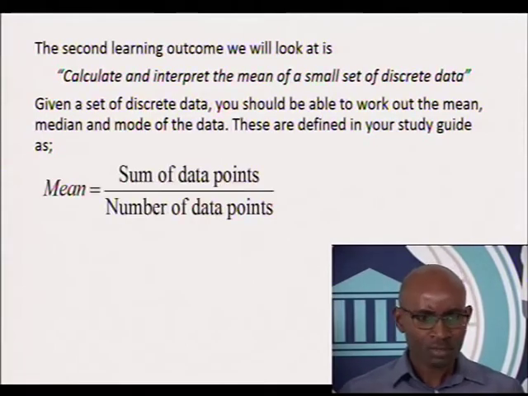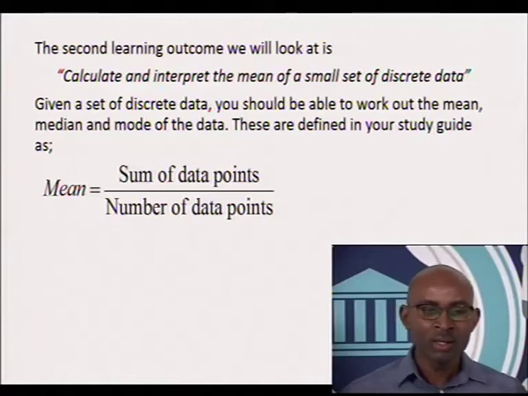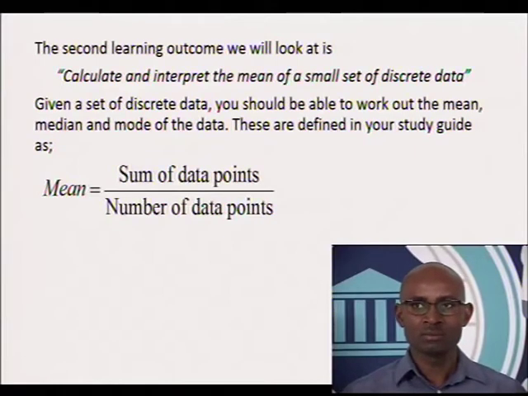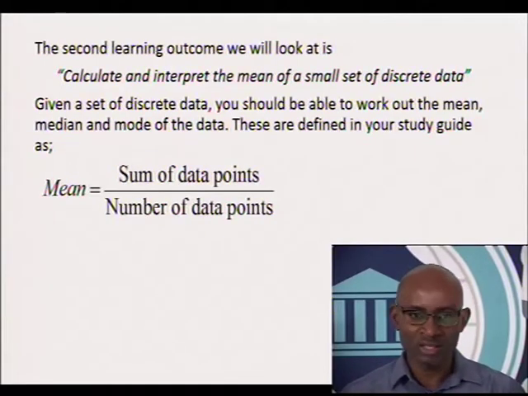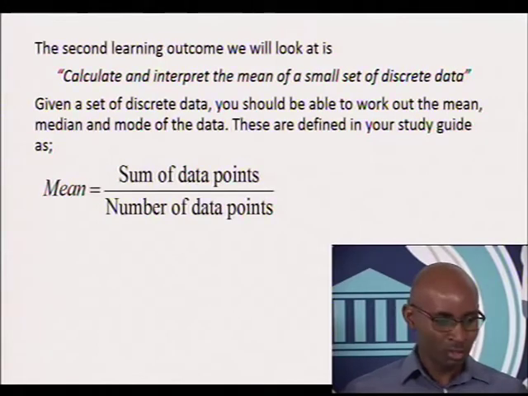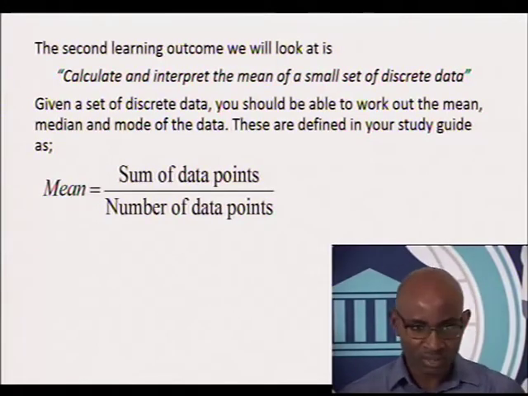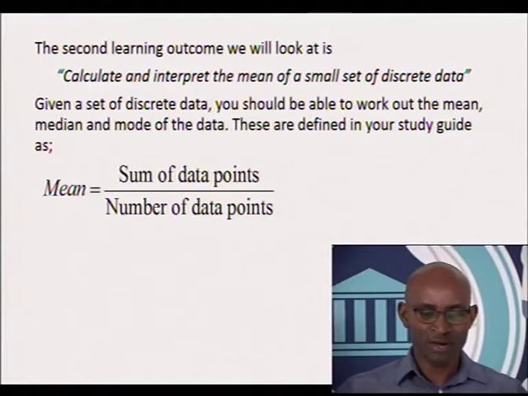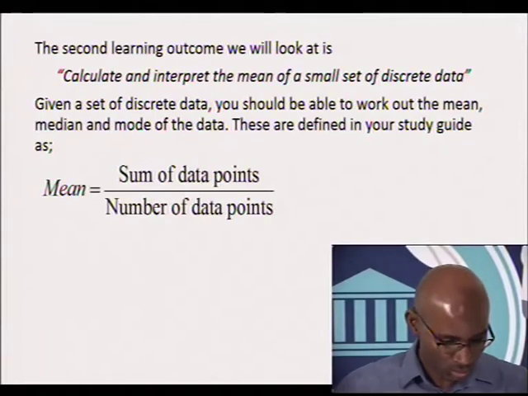But in your study guide, the mean of a set of discrete data is defined as the quotient of a sum of data points and the number of data points, which means you are simply dividing the sum of the data points. If you have all these data, you sum them, and then you divide it by the number of the data points. That gives you the mean, which means what?